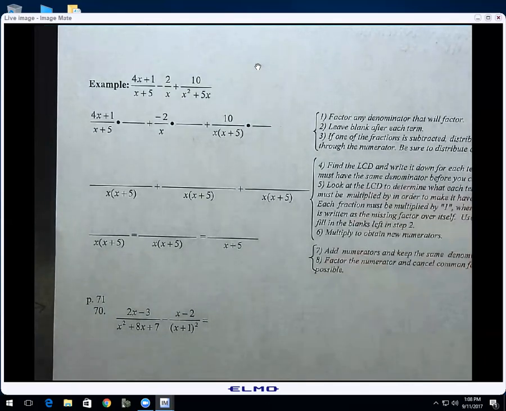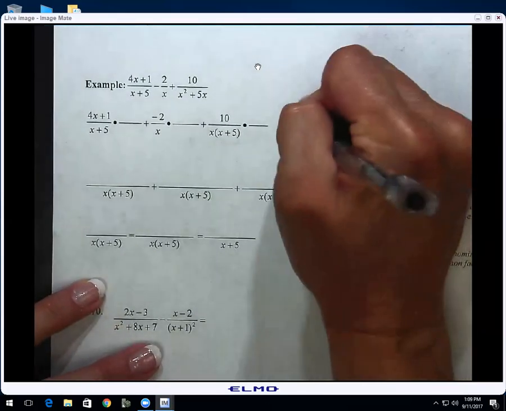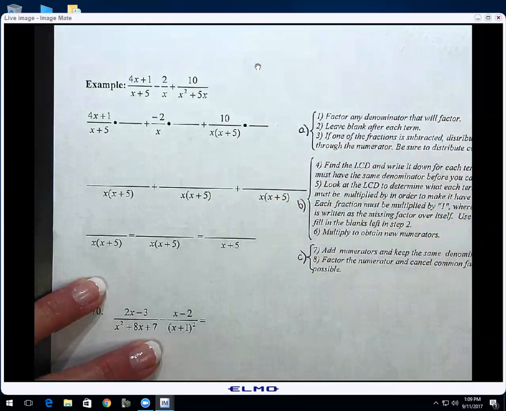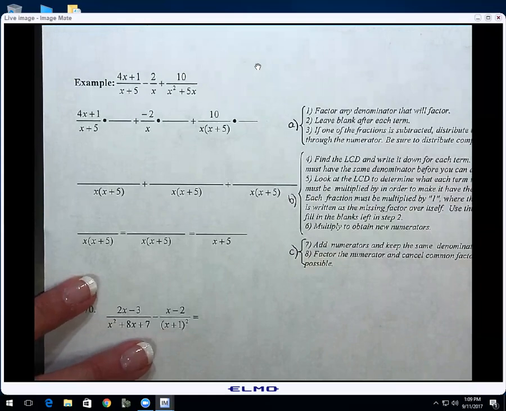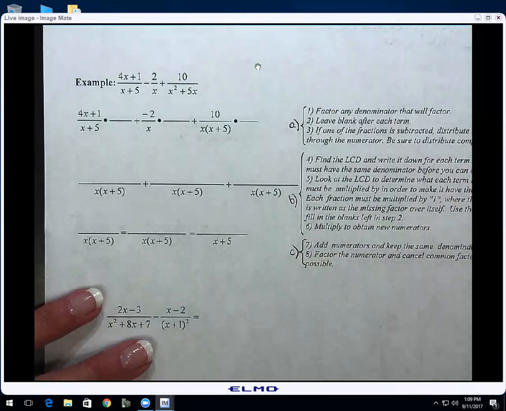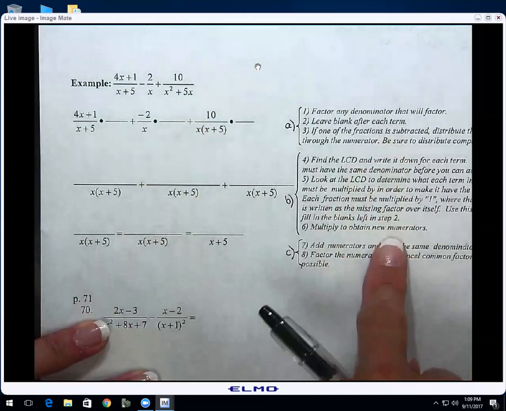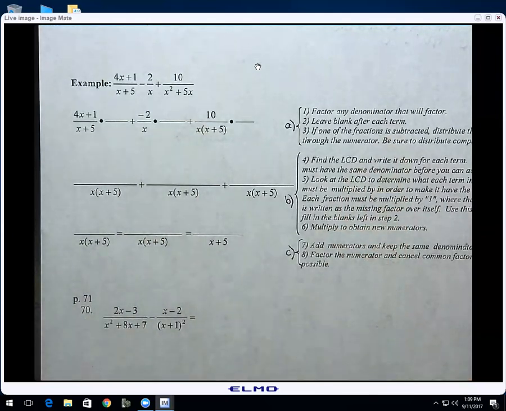I don't like saying there's 8 steps to something because that's too scary. I'm just going to say there are 3 steps. This is step A. This is step B. This is step C. Each step just has baby steps. Now, I can't make this big enough for you to see the problem and the words, so you need to follow along on the words on your own paper. These 3 steps with baby steps will allow me to add or subtract any 2 rational expressions in the world.